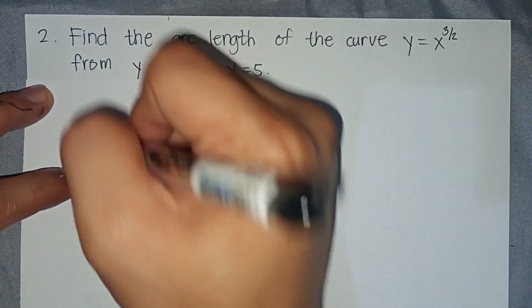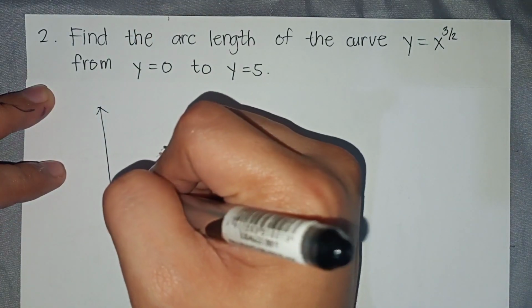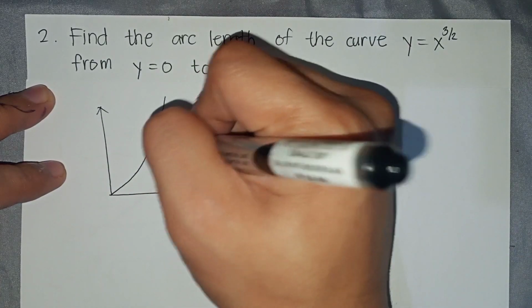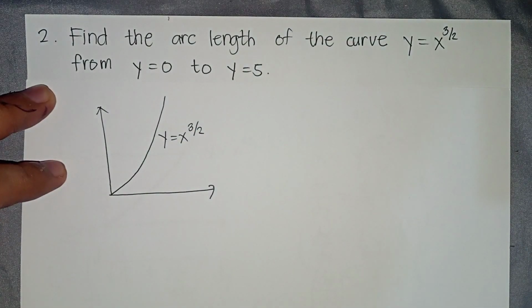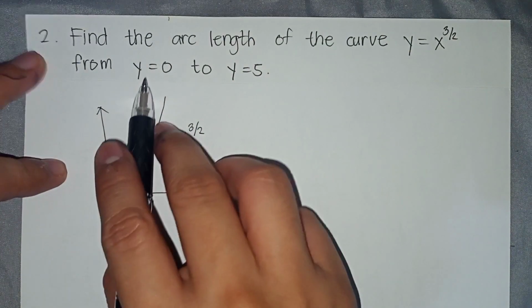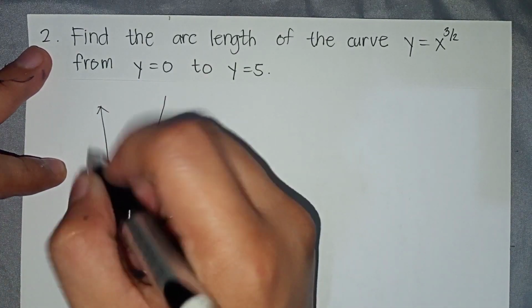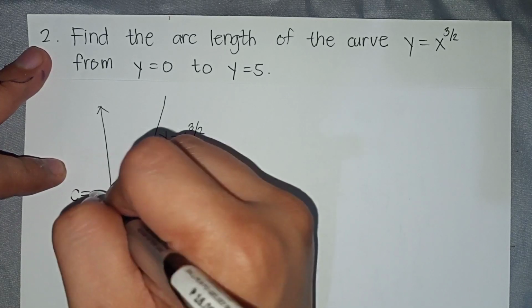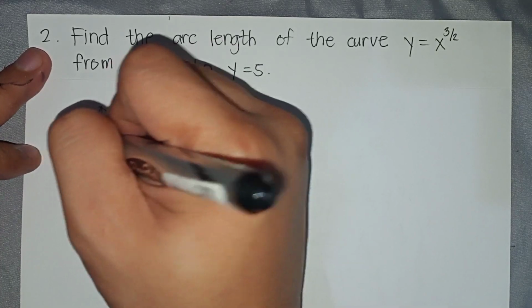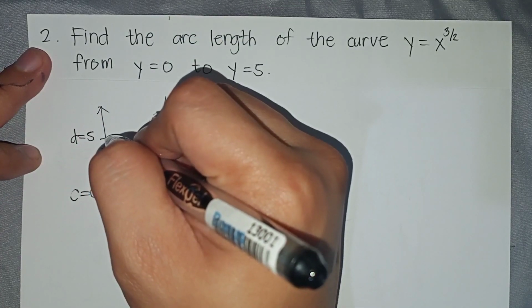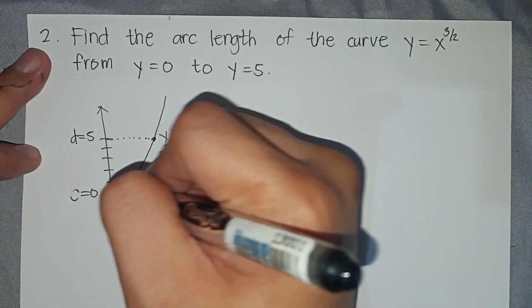So, kung i-graph natin yung function na ito, so, ganito yung magiging itsura niya, no? So, yan ay y is equal to x raised to 3 half. Ngayon, kung mapapansin natin, ang interval natin nasa y-axis. So, ibig sabihin, from 0, which is yung c, to d. So, 1, 2, 3, 4, 5. So, ito yung d natin. Yung length na hinahanap natin, simula sa point na ito hanggang dito.